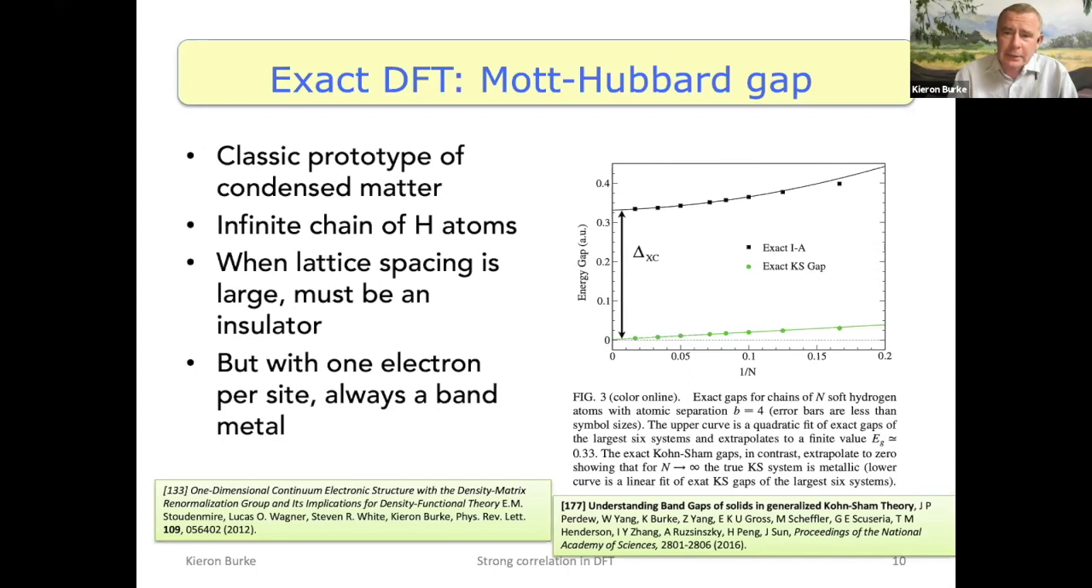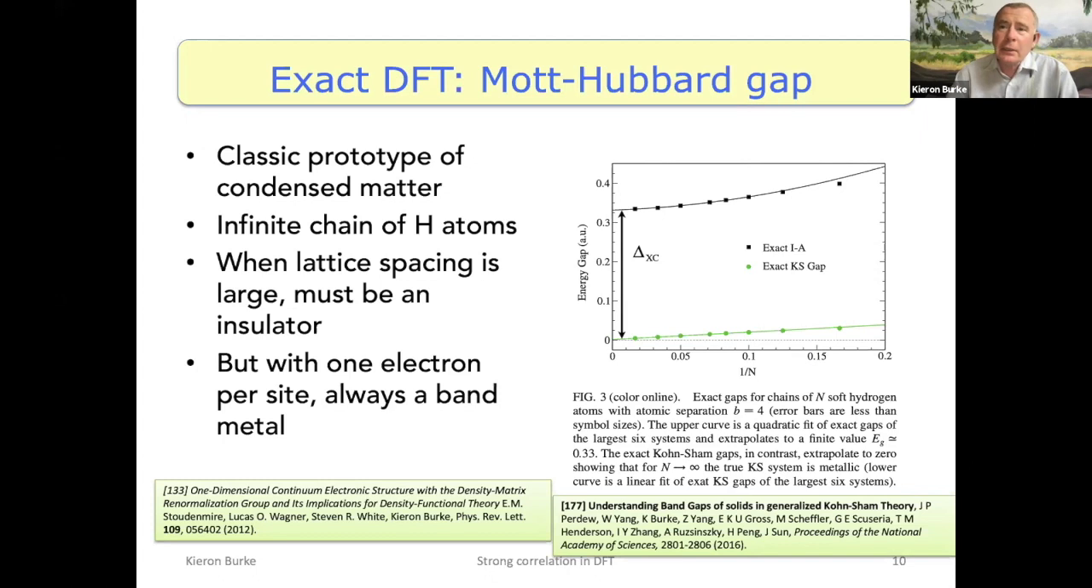We get the ground state density and find a Kohn-Sham potential, just like I showed you for the helium atom. And you see that because this is the paradigm system of a Mott insulator, it's always a band metal, a Kohn-Sham metal, and you see the exact Kohn-Sham gap is going to zero. But the true gap of the system, the charge gap, is about 10 electron volts.